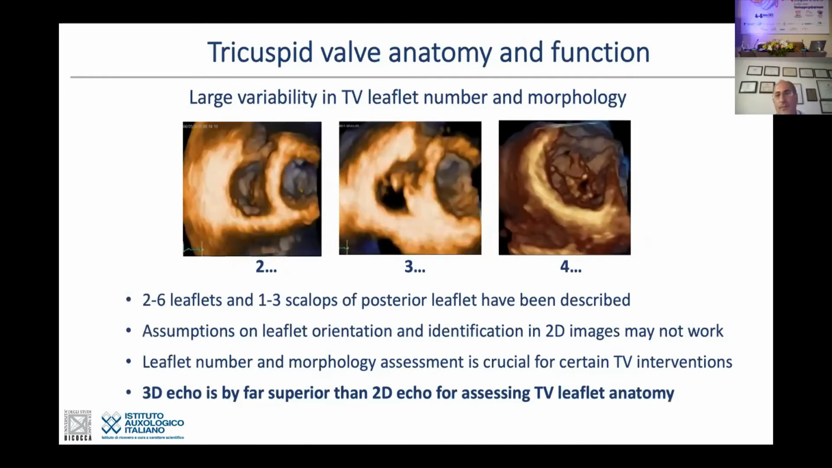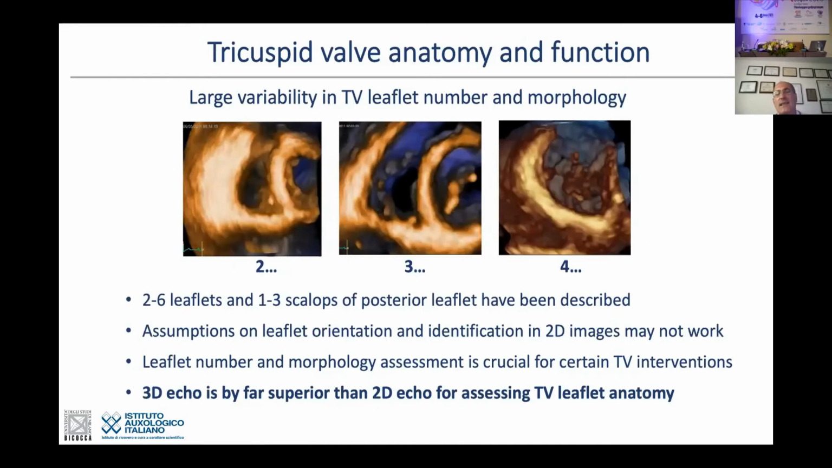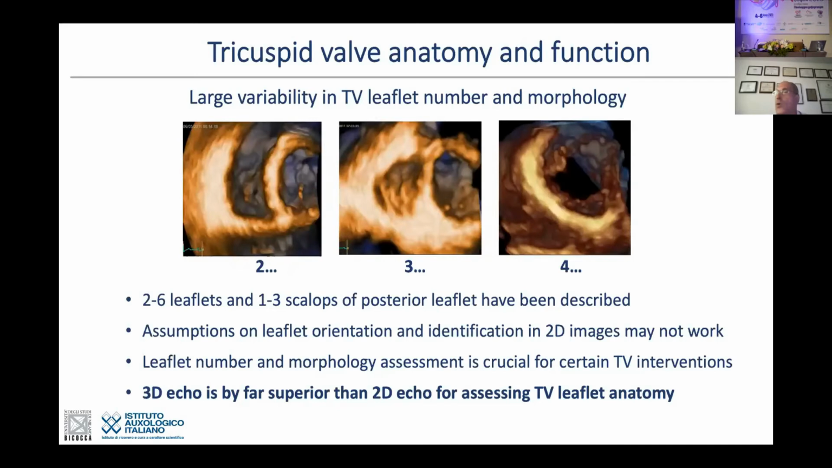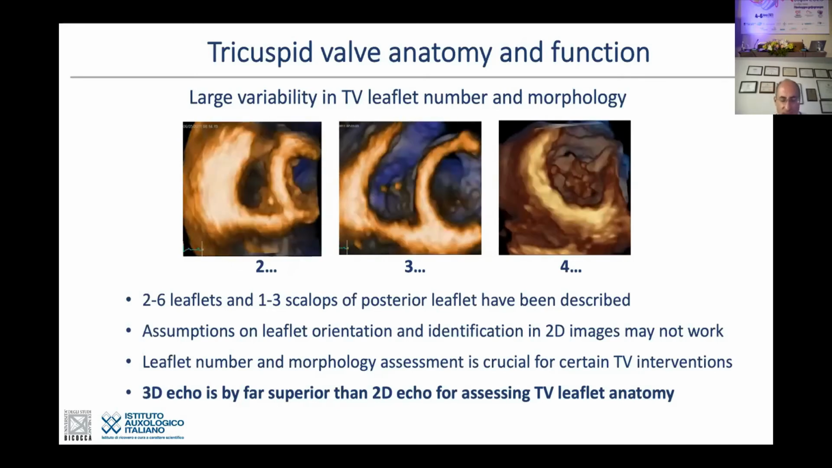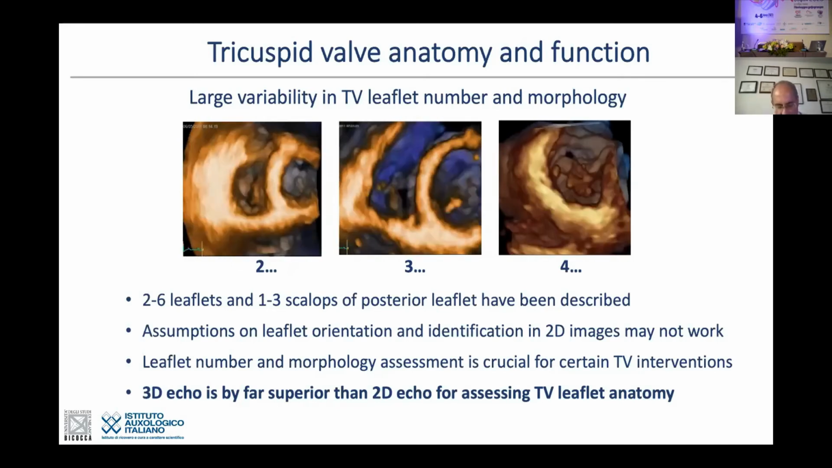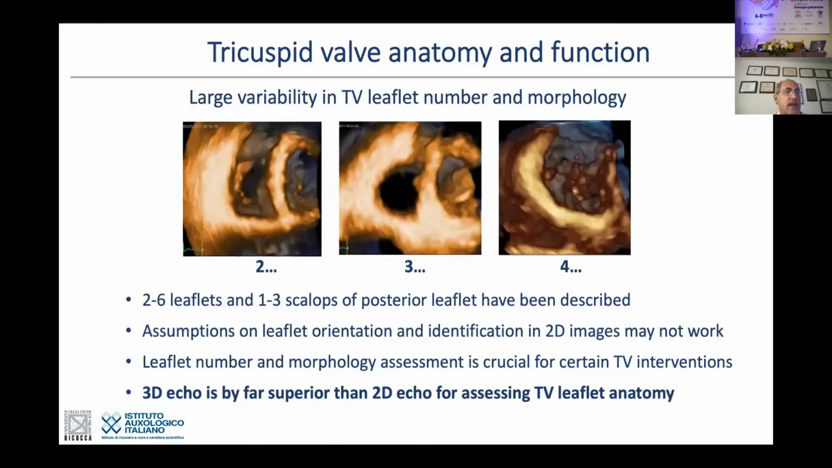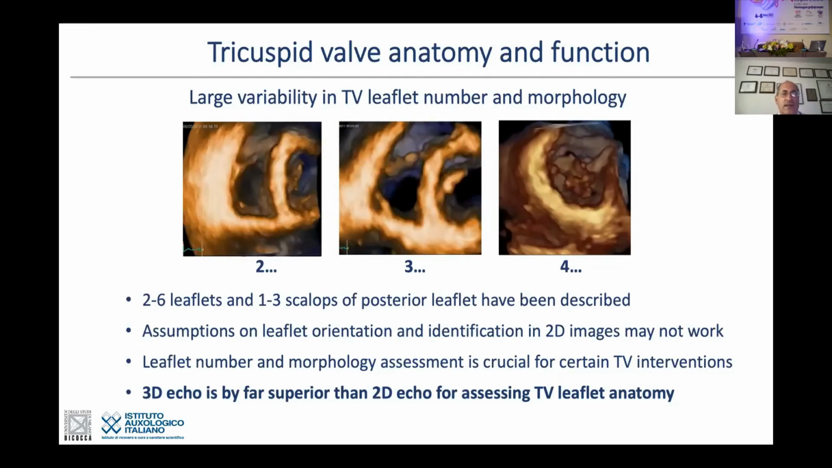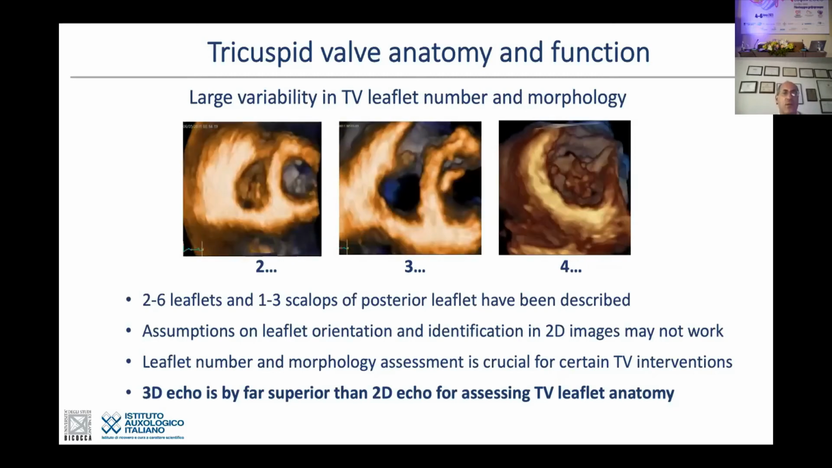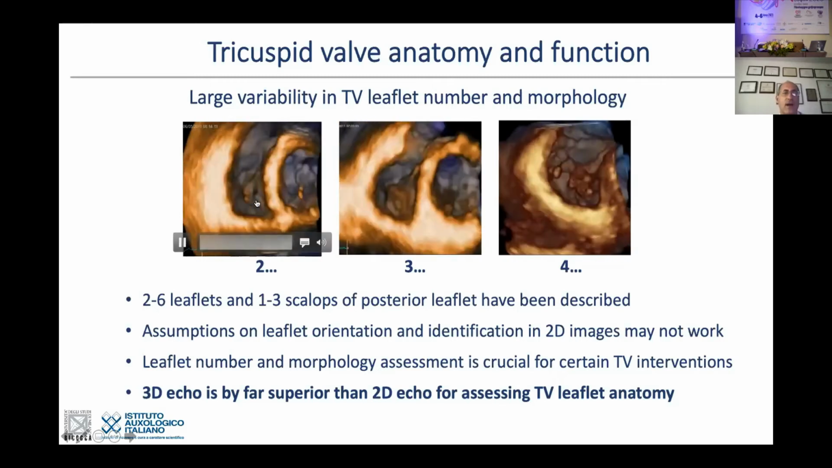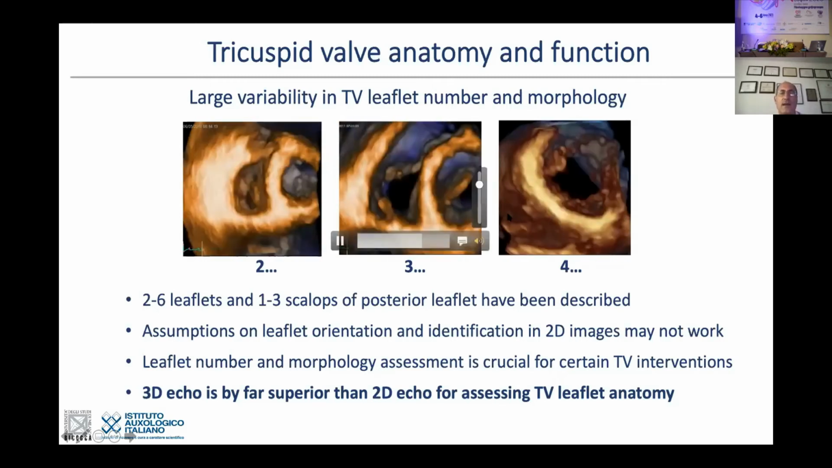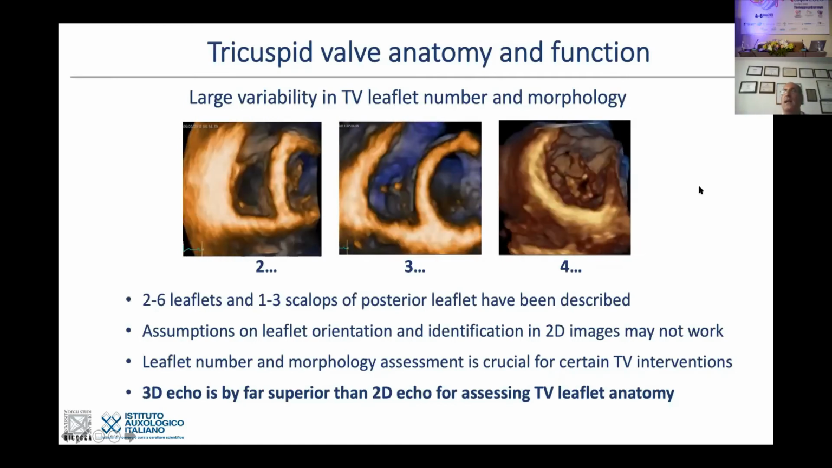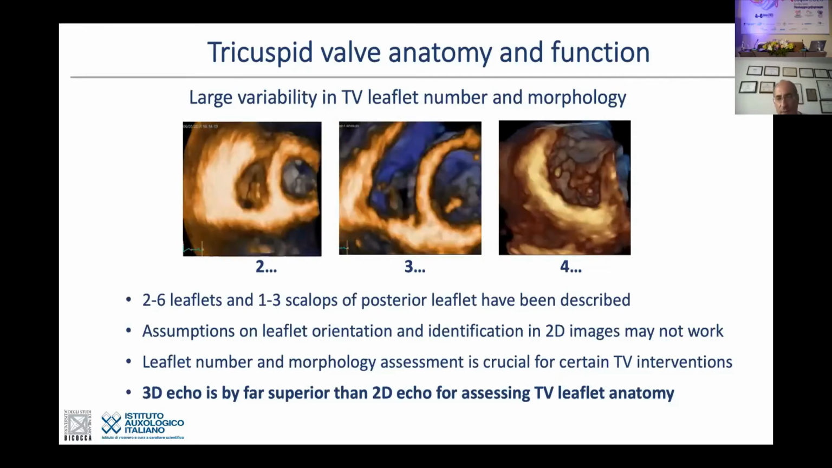So having such nice images of the tricuspid valve moved us to look more and more at this valve. And the first question we had to answer is, how many leaflets does the tricuspid valve actually have? We found that in a number of patients, there are just 2 leaflets, one septal and one large mural. In a majority of cases there are 3, but maybe also 4, and valves with 5 or 6 leaflets have also been described.